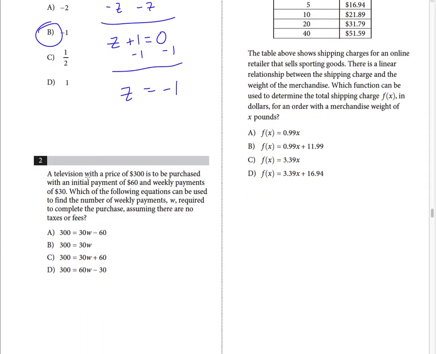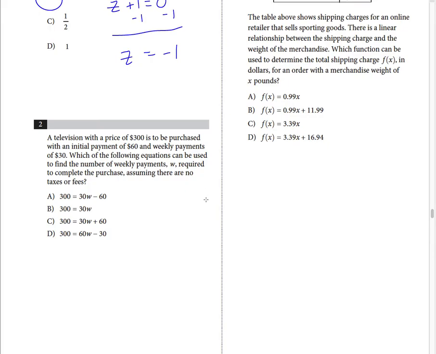Let's look down at number 2. It's a word problem. Okay. A television with a price of $300 is to be purchased with an initial payment of $60 and weekly payments of $30. Which of the following can we use to find the number of weekly payments W required to complete the purchase, assuming there's no other fees or things going on? Okay, so notice we don't actually have to solve for W, we just have to set up the equation. So let's see, when I was reading this, it's the initial payment of 60. So we've got basically a one-time payment.